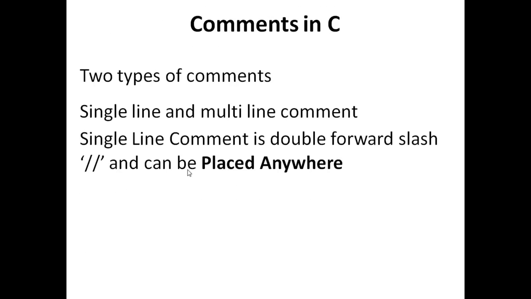So how can you give a comment in C? There are two types of comments you can give. That's a single line and a multi-line comment. So when it comes to a single line comment, it is double forward slash and can be placed anywhere. This is for a single line comment. So anything given after this in a single line is considered to be a comment.